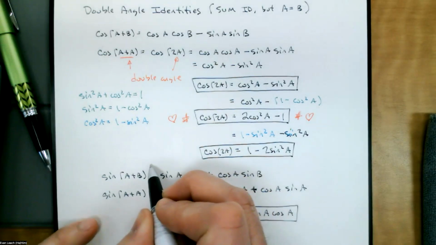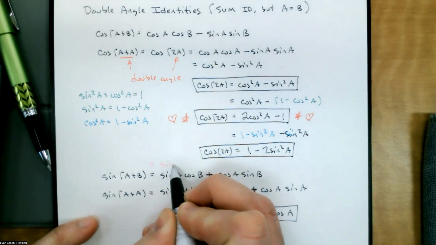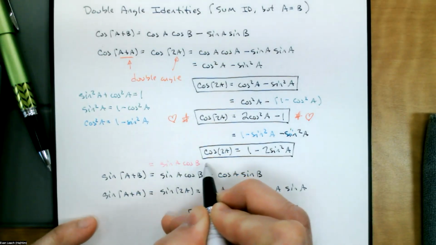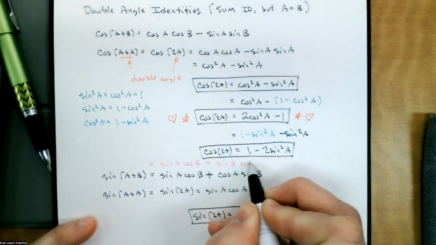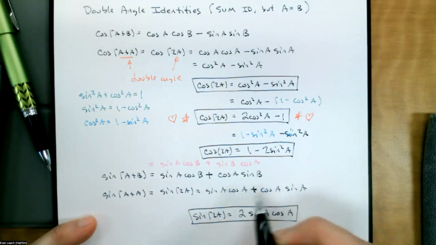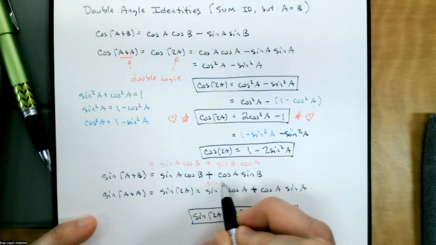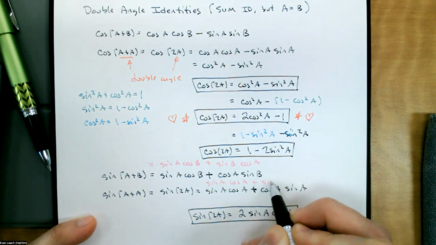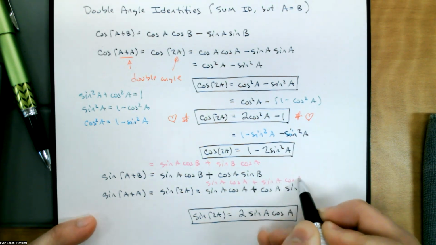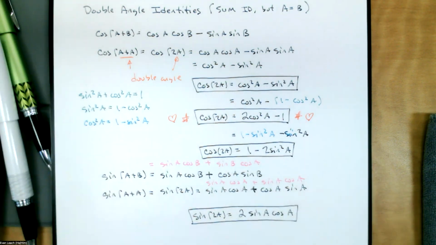ABBA style, it works out the same way. I'd write sine A cosine B plus sine B cosine A. And then when we make them all the same, I'd have sine A cosine A plus sine A cosine A. And it's still 2 sine A cosine A.